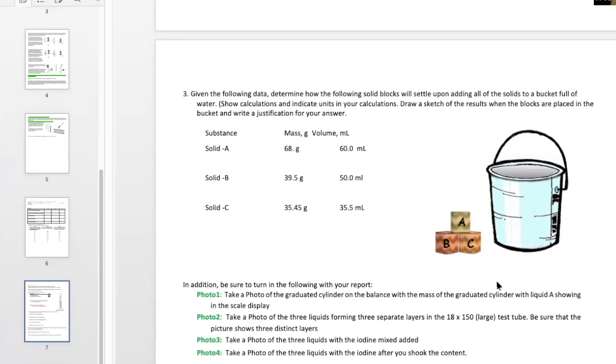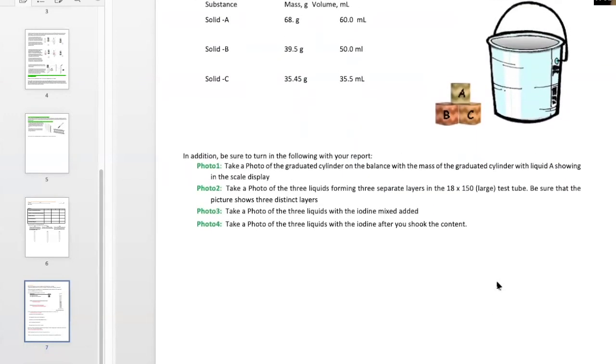Okay. And then don't forget your photos. Told you this experiment is not difficult. The next experiment is going to be a little bit more involved, but this experiment's one of the easier ones.